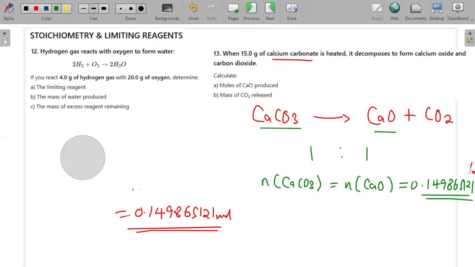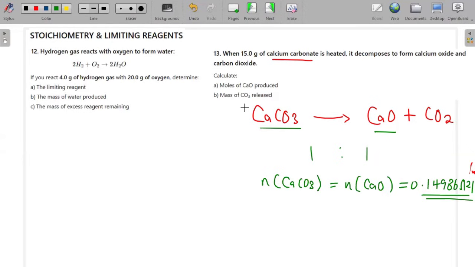And then B, they were saying the mass of carbon dioxide released. So if we want to find the mass of carbon dioxide, we first have to find the moles, and then convert those moles to mass. So again, the mole ratio of this one and this one is just 1:1. So their moles are the same, still this number here.